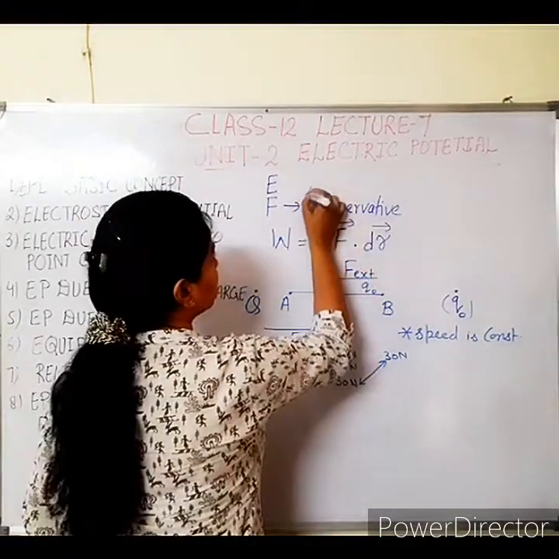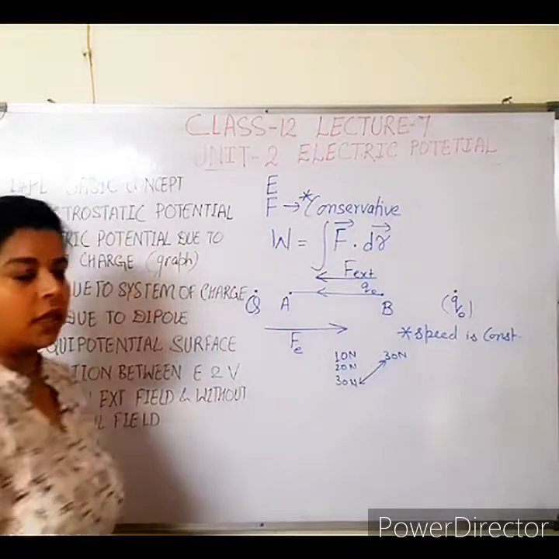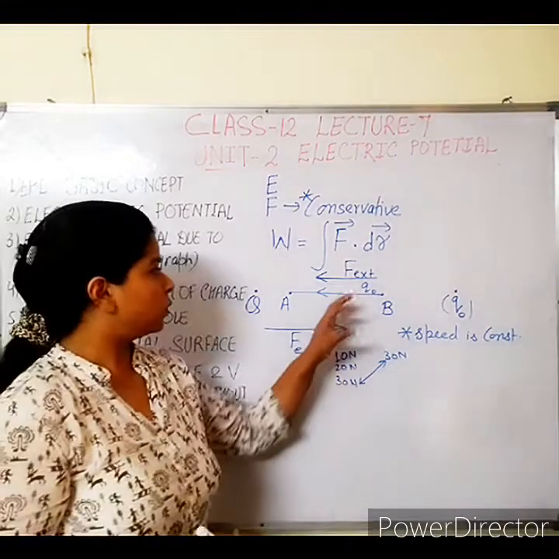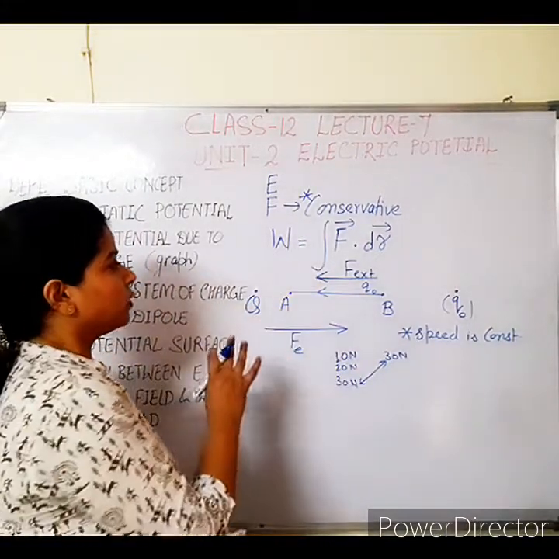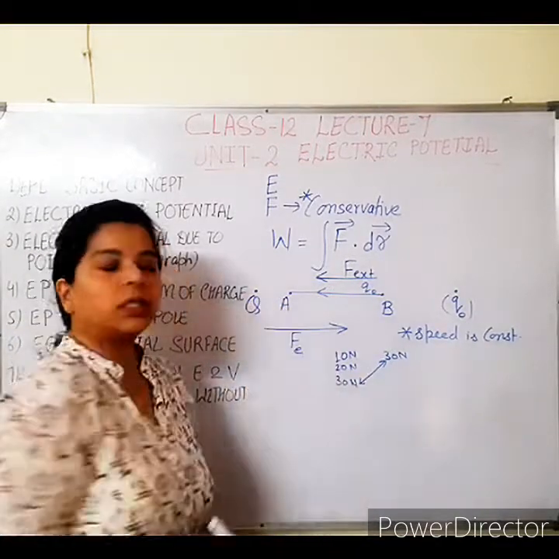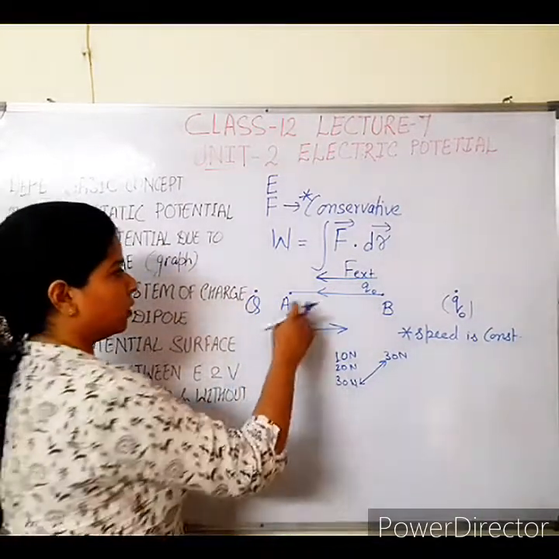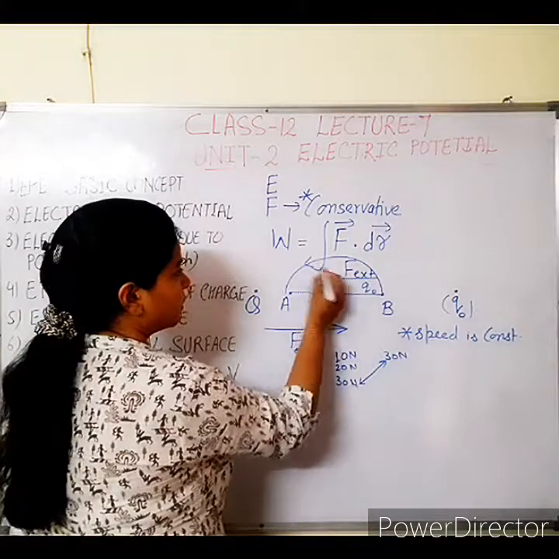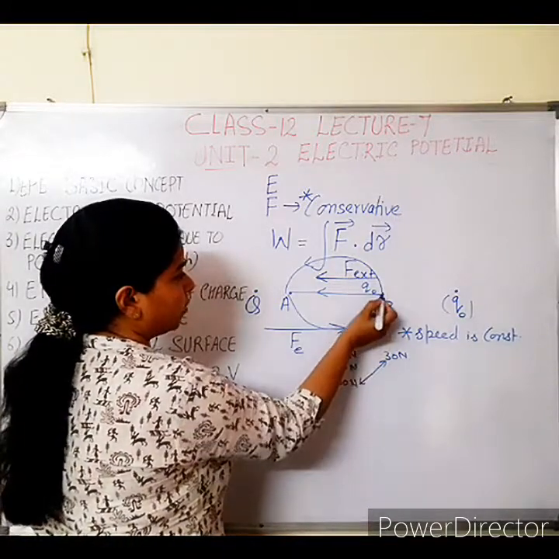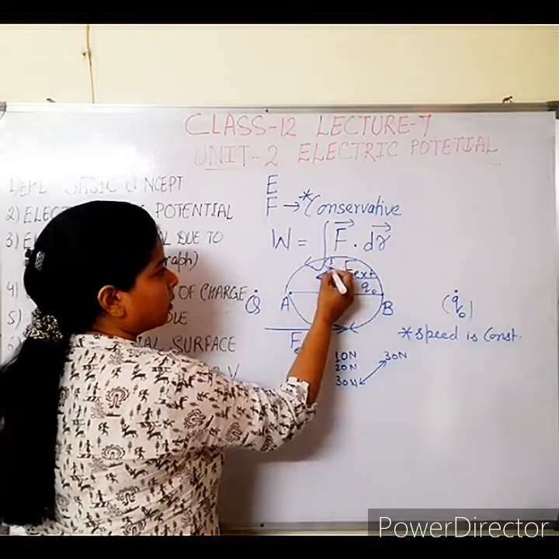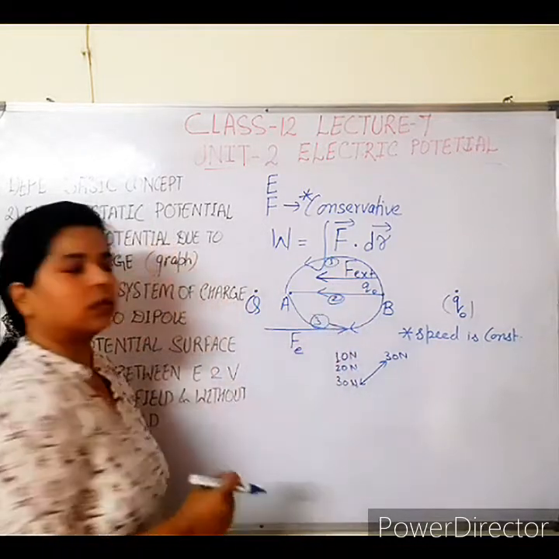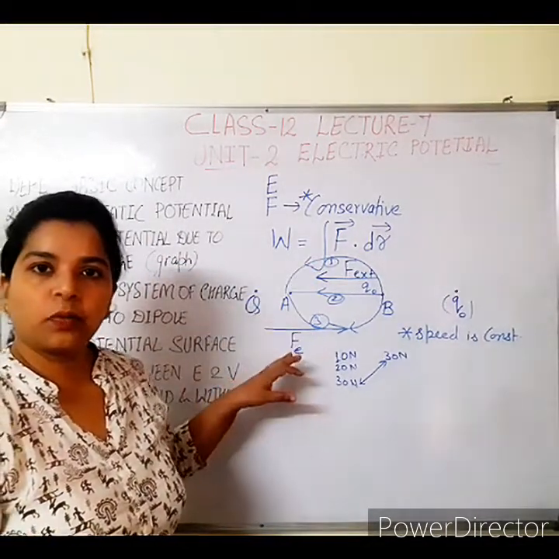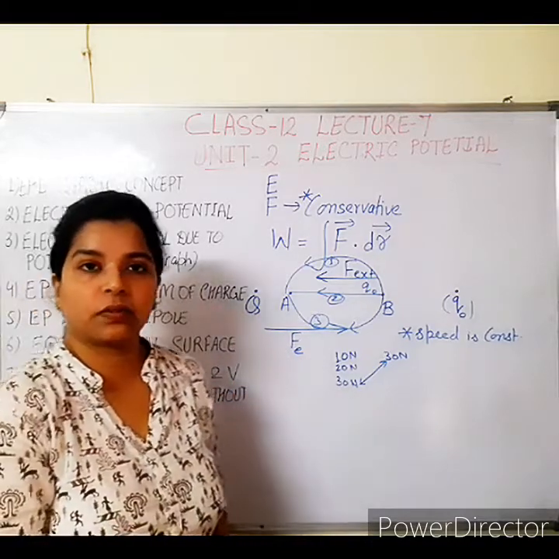First important factor was what? Electrical force is a conservative force, and the second important factor is that speed is constant. Conservative force means what? That when the force is applied over the body, it does not depend on the path. If the body needs to be brought from B to A, it can move from this path, it can move from this path, and it can move straight away. So this is path number 1, this one is path number 2, this is path number 3. If the work is the same for all three paths, then the force is said to be conservative. It is the basic definition of conservative force.